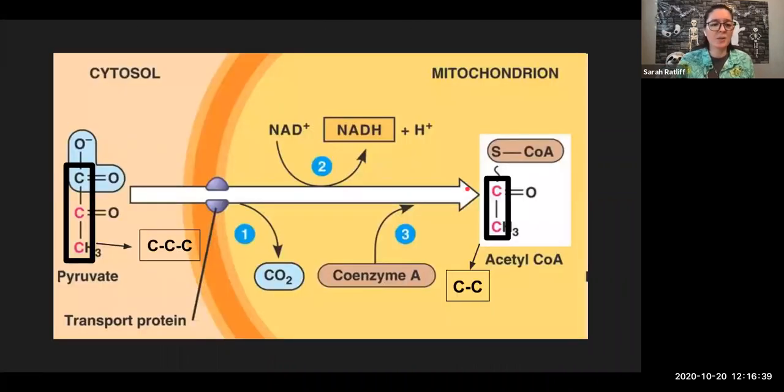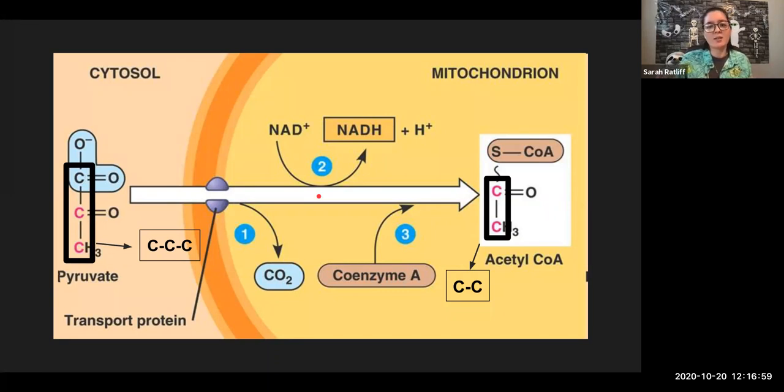Here's a different look so we can count our matter, make sure we're conserving our matter. So here is our pyruvate. We have 3 carbons, 3 oxygens. There's some hydrogens over here, but we're not going to worry about them. They're not going anywhere. So we have 3 carbons. Boom, it's going through this protein.